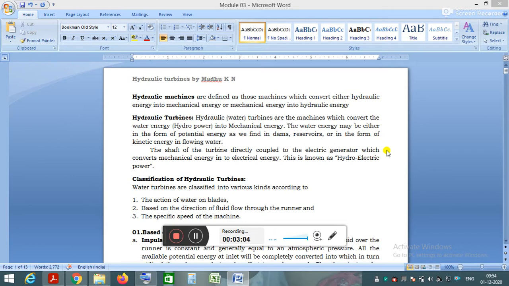energy into hydraulic energy. Hydraulic turbines are also called water turbines, the hydraulic machines which convert the water energy into mechanical energy. Hydraulic turbines are the machines which basically convert the energy which is present in the water into mechanical energy. The water energy may be either in the form of potential energy, as we find in dams, reservoirs, or in the form of kinetic energy in the flowing water.